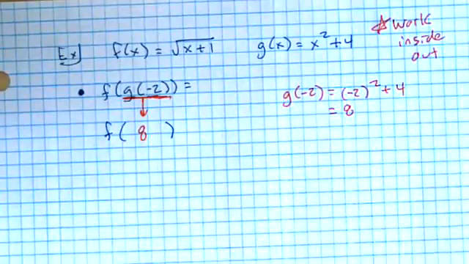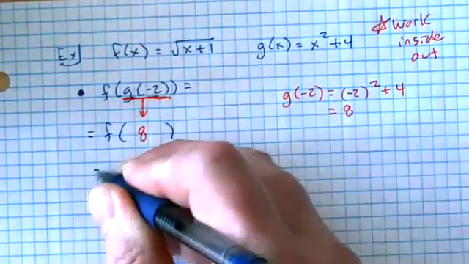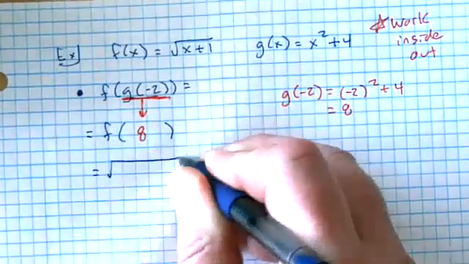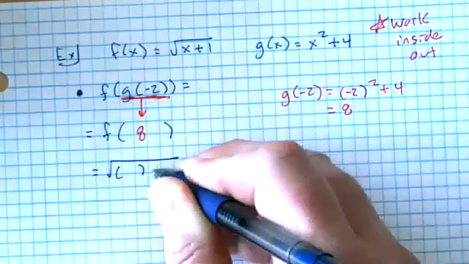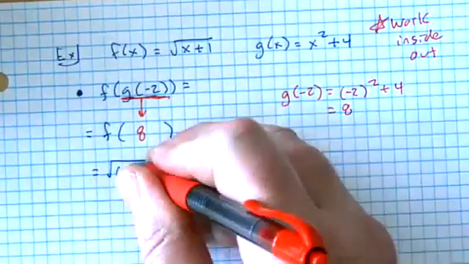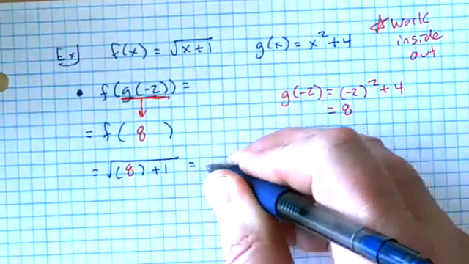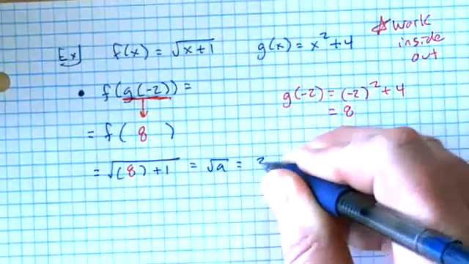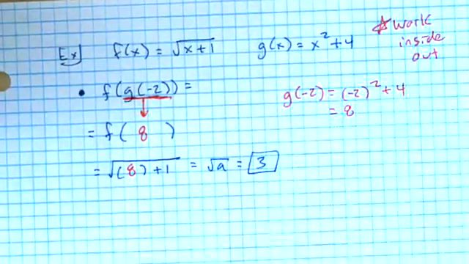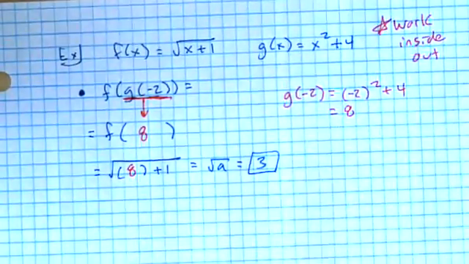And again, you know what to do with f of 8. So we're going to take our f function this time. We're going to pop that 8 in there. And bada bing, bada boom. That's the square root of 9. That's 3. That's it. We stuck negative 2 into this composed function and we got 3 out. We worked from the inside out. Not too bad.